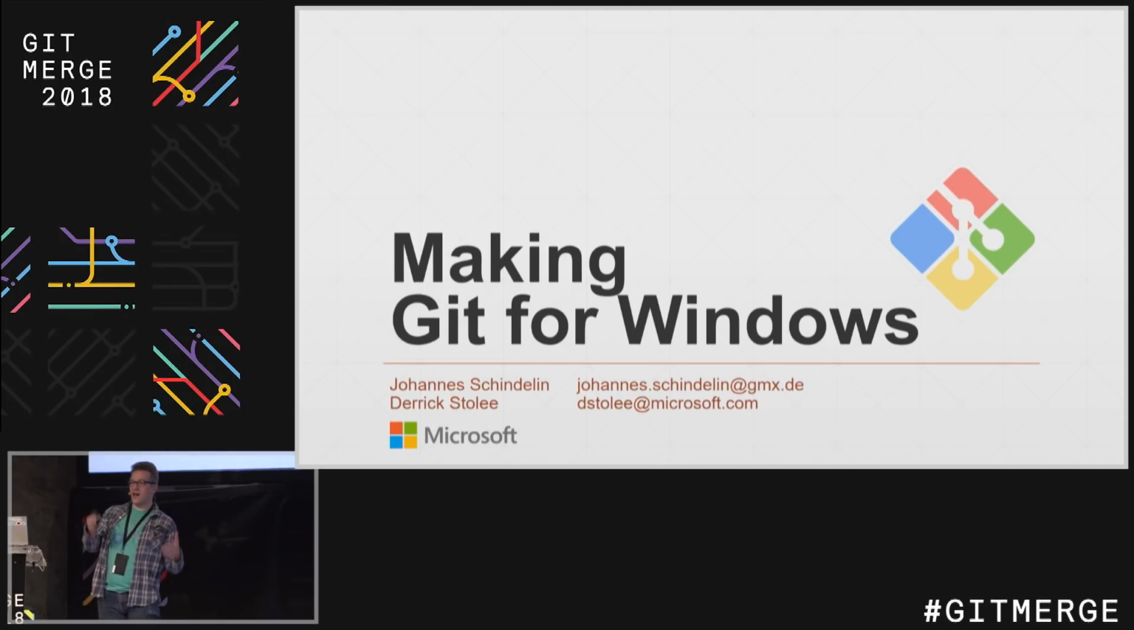Git for Windows is actually a little bit of a pun in this title, Making Git for Windows. The first half will be what I originally intended Git for Windows to mean: Git for people who work on the Windows platform, who have a Windows computer. But the second half, that's Stolee, he will be talking about Git for Windows, as in the developers who develop Windows, because they are now on Git.